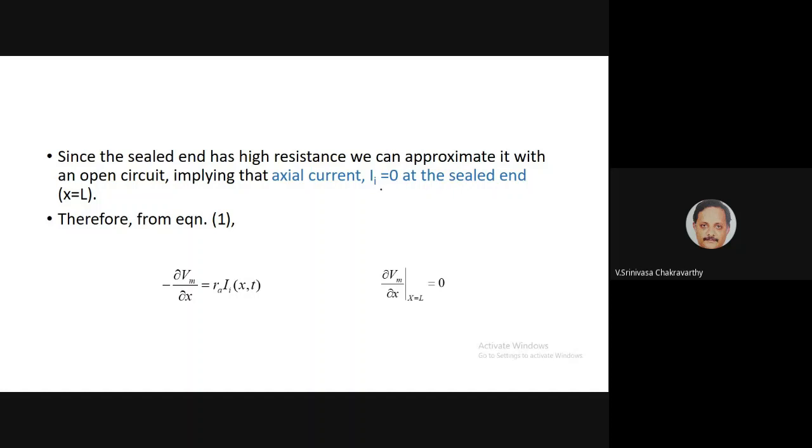Now, how do you mathematically work out the implications of this? When this boundary condition is true, what happens? We know the formula for Ii, which is given by dou Vm by dou x equal to Ra times Ii. We derived this in yesterday's class. Therefore, this left quantity is proportional to Ii, and Ii is 0 at x equal to L. Therefore, dou Vm by dou x at x equal to L is equal to 0.